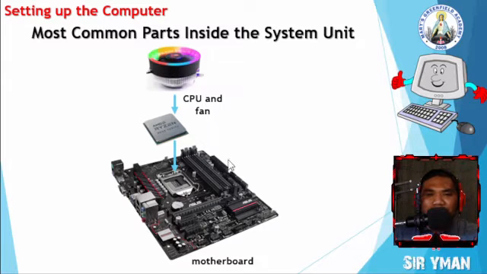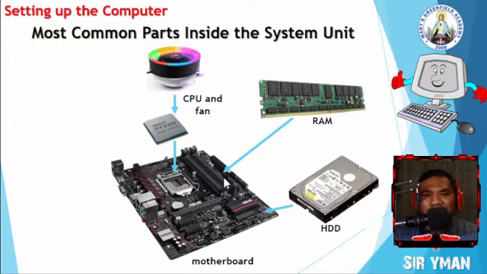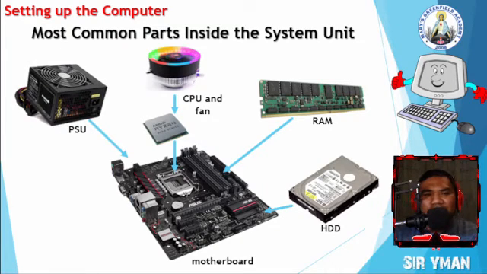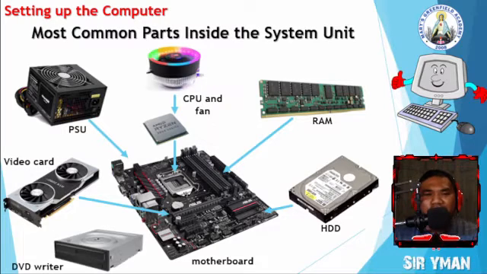Nakakabit din dito yung tinatawag na ating RAM or the random access memory. Likewise with the hard disk drive. And of course, para ma-convert yung power or the electricity from AC to DC, kinakailangan natin power supply unit. And also the video card, this is optional. And the DVD writer. So ito yung mga most common parts inside the system unit.